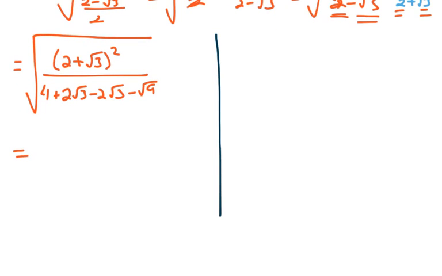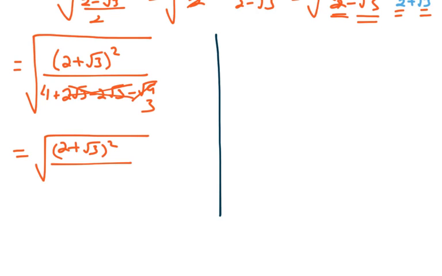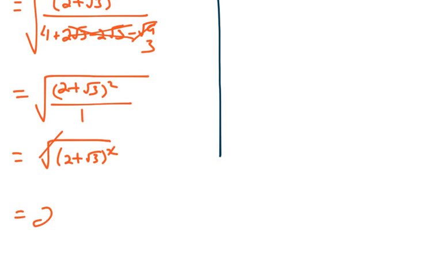Okay, so this becomes square root of 2 plus square root of 3 squared over, let's see, this is a 3. These cancel each other away, so we got 4 minus 3, which is just 1, and that works out really well. So really what this is, the square root of 2 plus the square root of 3 squared, and that old inverse operation, the square root and the square cancel each other out, so what we're really left with is 2 plus the square root of 3.